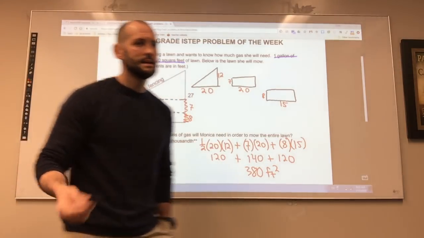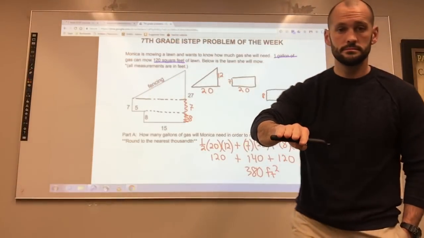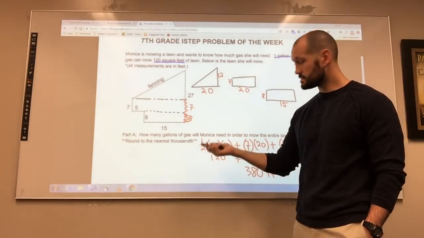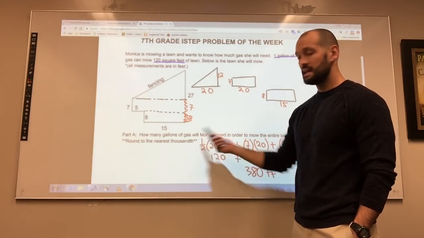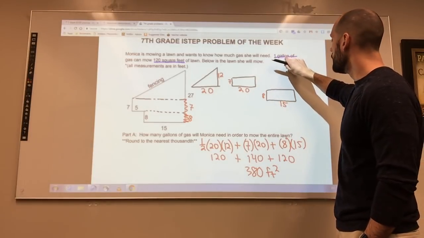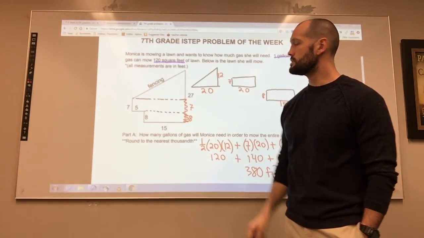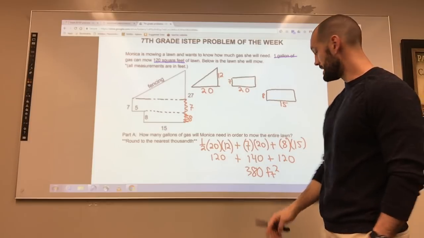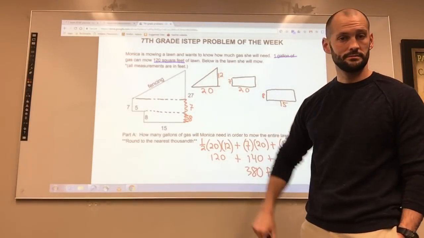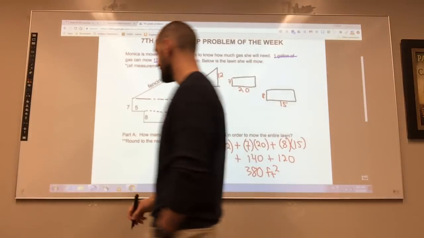Now remember, that's the area of our shape. You may be thinking, yeah, they didn't ask that. I know. But you need this in order to answer what it does ask. So now let's revisit the problem. How many gallons of gas will we need? Go back. 1 gallon covers 120 feet. So how many gallons are needed for 380? We'll have to divide this by 120. And that's how we're going to get our answer for part A.